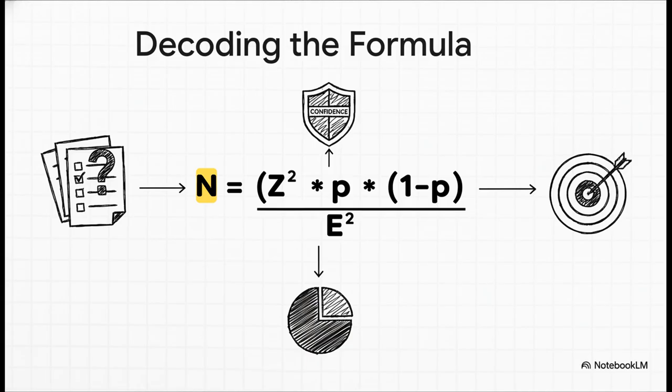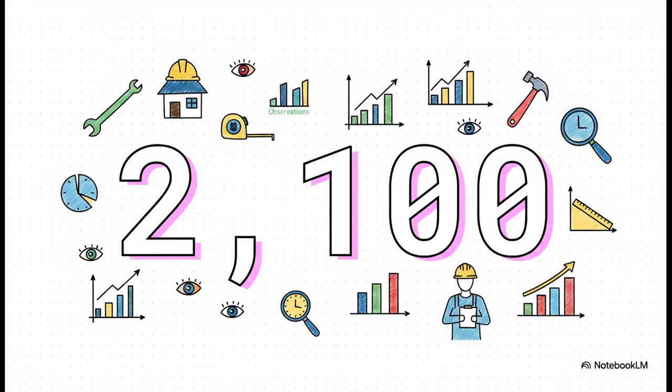The main thing to remember is the trade-off. If you want to be more confident and have a smaller margin of error, well, you're going to need to do more observations. Simple as that. So what's this look like in the real world? Well, just to give you a sense of scale, a big study on a home renovation project in Denmark needed 2,100 separate observations to get the precision they were looking for.